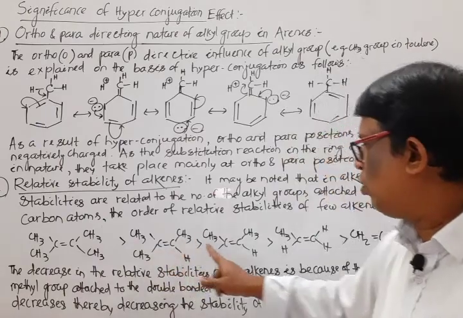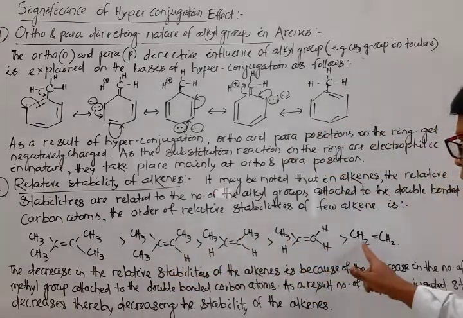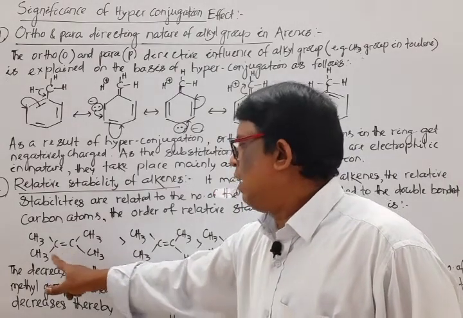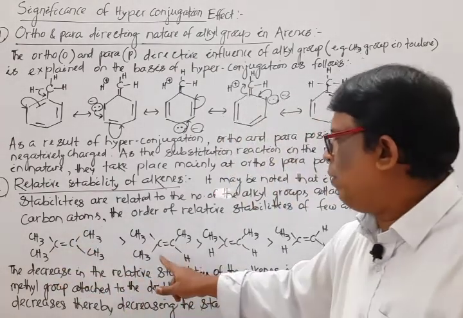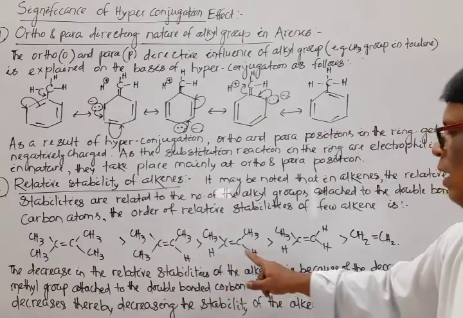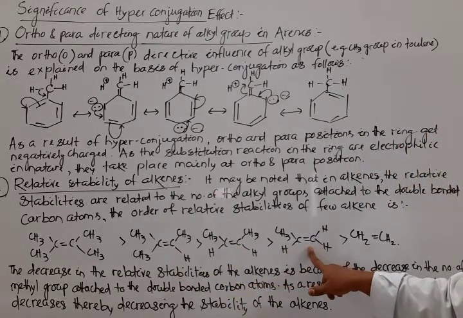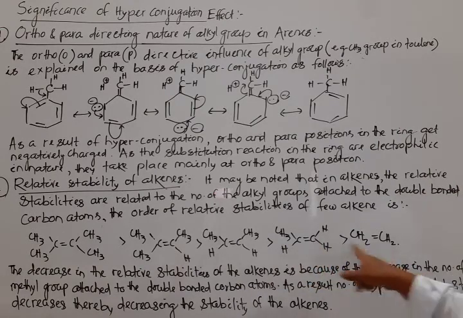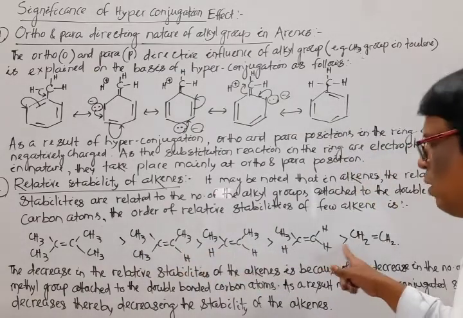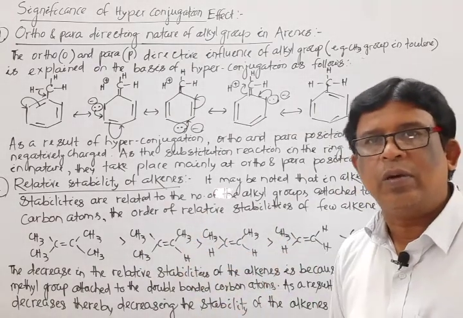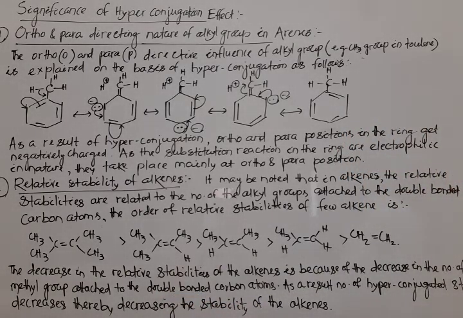Here 3 alkyl groups, 2 alkyl groups, 1 alkyl group. Here no alkyl group. Its name is 2,3-dimethyl butene. Its name is 2-methyl butene. Its name is but-2-ene. Its name is propene and its name is ethylene. What we observe is a decreasing order of stability, meaning a decreasing order of the number of alkyl groups. Okay, note down. Mark that. The decreasing order of relative stability.